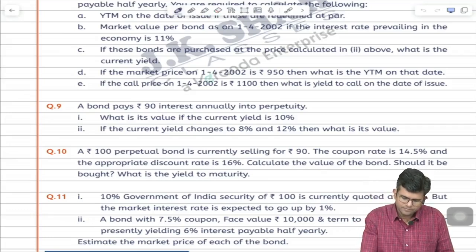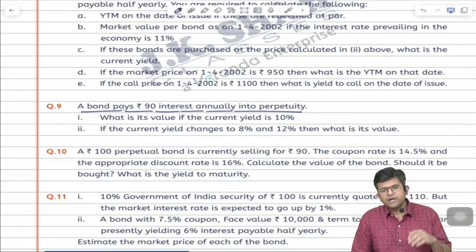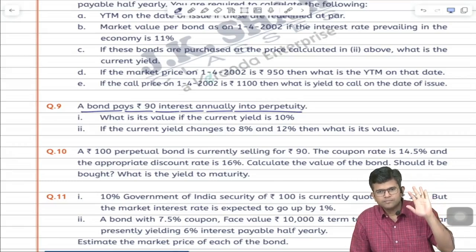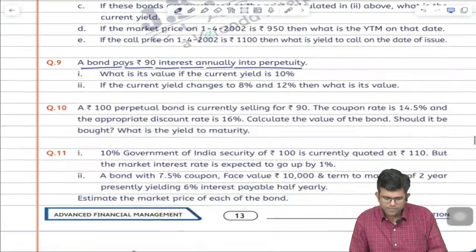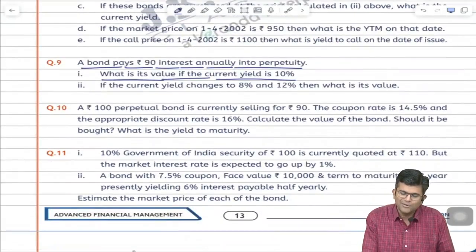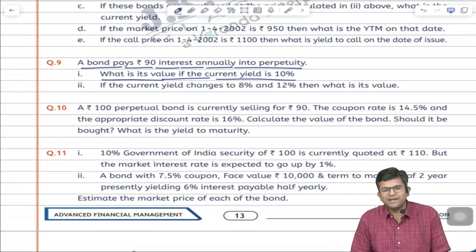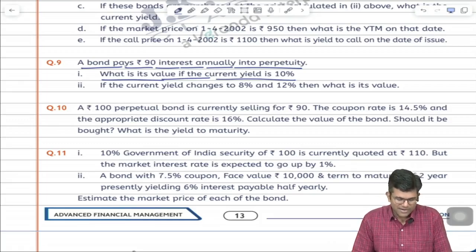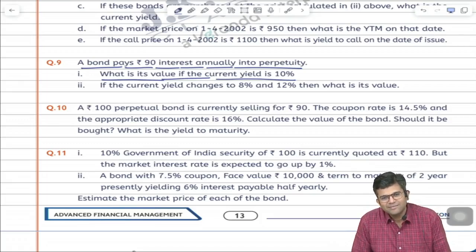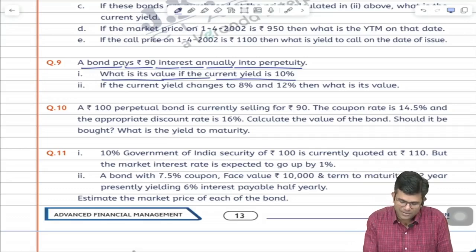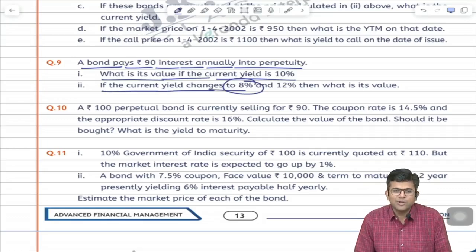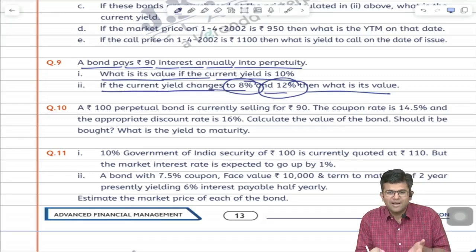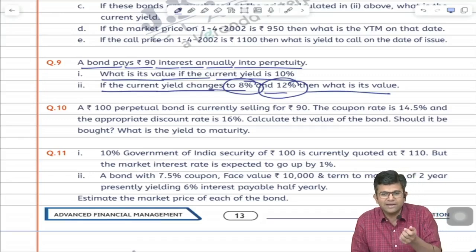They are saying a bond pays 90 rupees interest annually into perpetuity. That means it's a perpetual bond. They are asking what is the value if the yield is 10%. I hope you realize the value is rupees 900. Interest upon R. Then see how complicated the question is. If the yield changes to 8%, what is the value? If the yield changes to 12%, what is the value? Everyone clear? Just take the interest divided by R, game over.